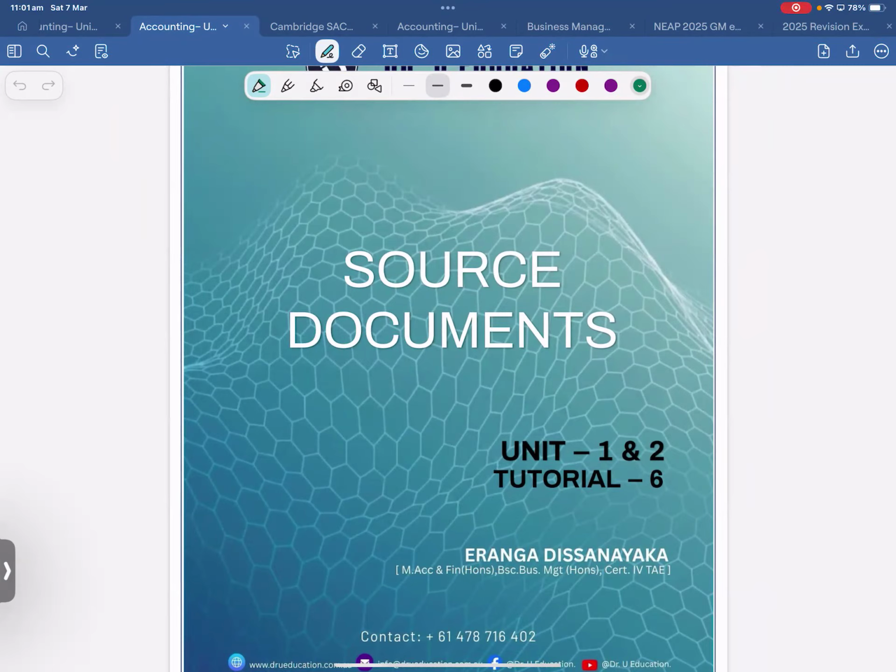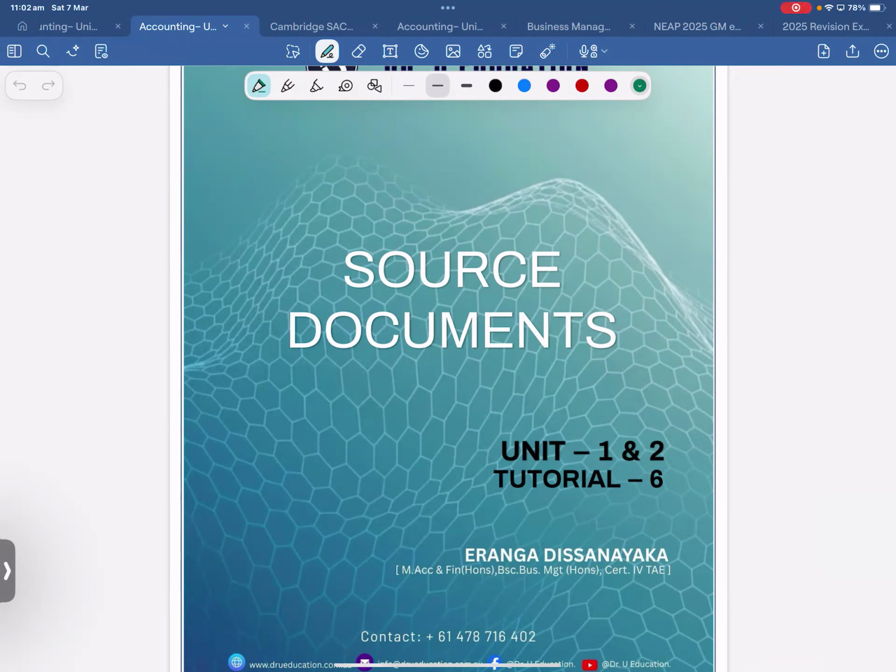So, source documents. Have you heard about source documents? Like primary and secondary sources. Primary, secondary sources, like the original source. No, not that one. You are talking about, I think, surveys, yes? Survey, history. Yeah. What is primary sources?